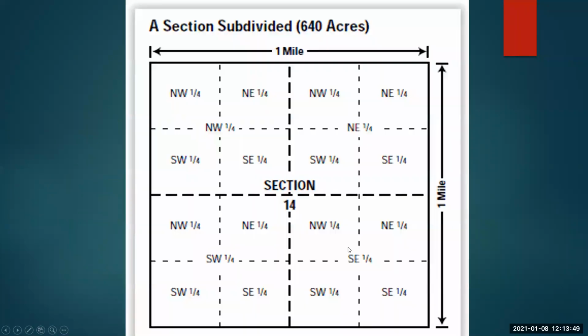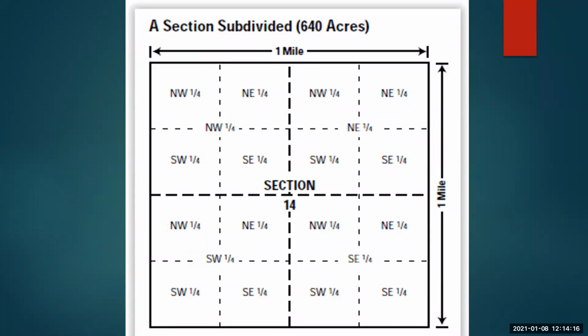And then this is what a section looks like. See? 1 mile by 1 mile, divided into 4 quarters, each of which is 120 acres. And then each quarter section is divided into a 40 acre quarter section. Now, you're saying, okay, you've thrown a lot of technical gobbledygook at me.